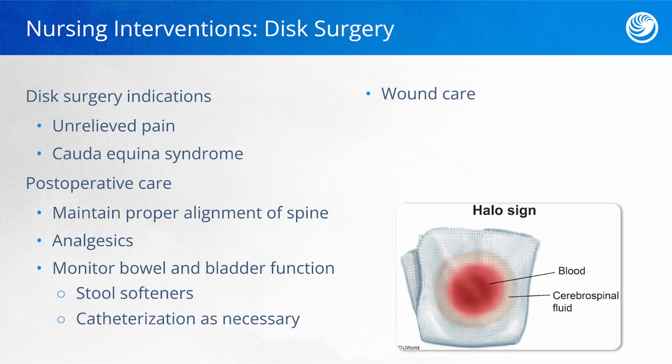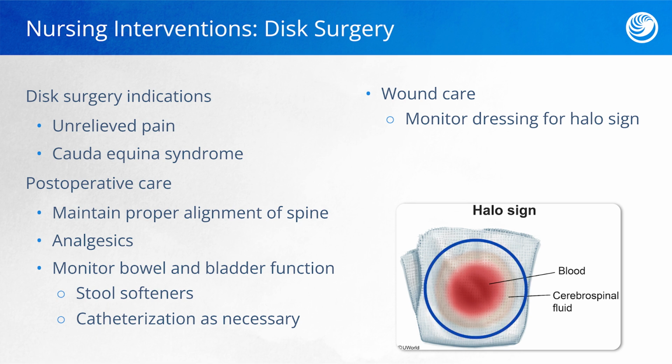Wound care will include all of those normal wound care things we do for every client, but we want to be very specific when we are looking at their dressings. You can see here in this illustration, we want to look for the halo sign. You can see the reddened blood area in the center, and then a halo of clear fluid around the outside. This indicates a cerebrospinal fluid leak.